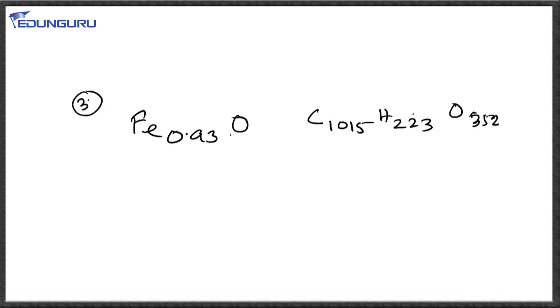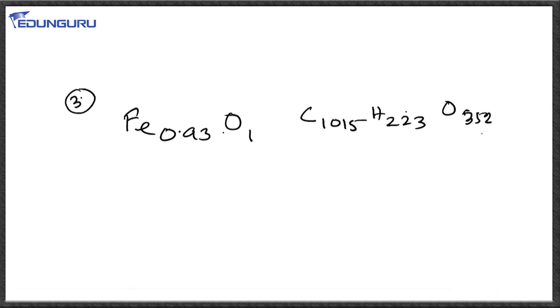So, this is a polymer. In this case you can see that the ratio is 0.93:1 in the first compound, and in the second compound it is 1015 is to 223 is to 352, it is not a simple whole number ratio. So, therefore, it is now proven wrong, but still we should salute Dalton because he gave the structure of chemistry.